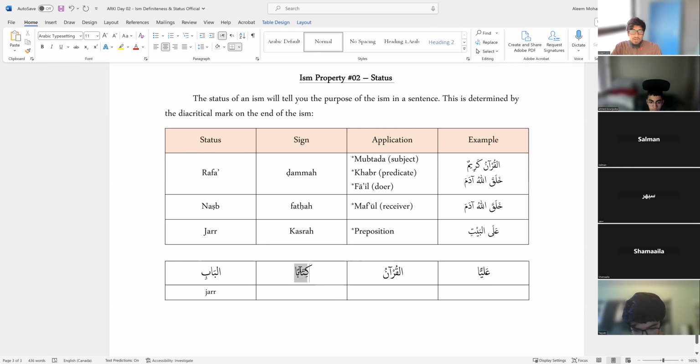right? How about the word kitaban? What state is that? Nasb. Okay, good stuff. And what would it play in a sentence if you saw that occurring from what we know right now? Yep, good stuff, guys. It would be our maf'ul over here, right? Okay, nasb. Okay, al-Quran: rafa, nasb, or jar?